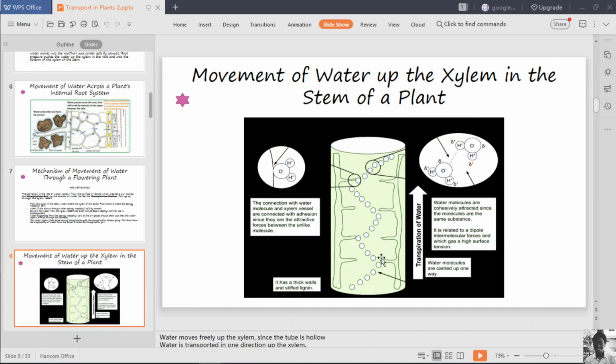As you can see here, as water moves up the stem, water moves freely up the xylem of the stem since the tube is hollow. There is no barrier to the movement of water up the stem. And water is transported in one direction, so transport of water in xylem is unidirectional.